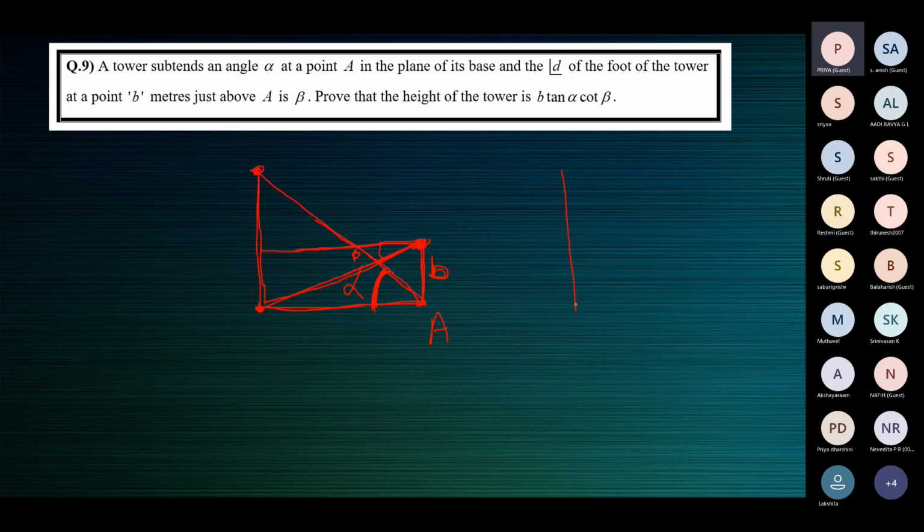So the tower subtends an angle alpha at point A. Point A, B meters above point A. From this point, you're looking down at the foot of the tower. This is the line of sight. This is the horizontal. And the angle between the horizontal and line of sight is the angle of depression, which is beta.